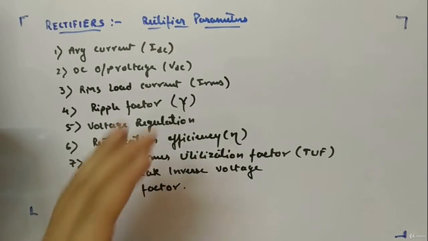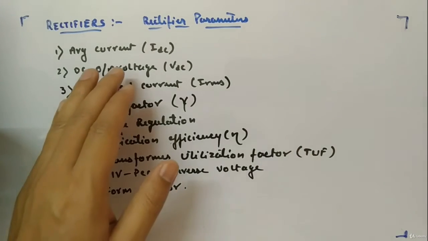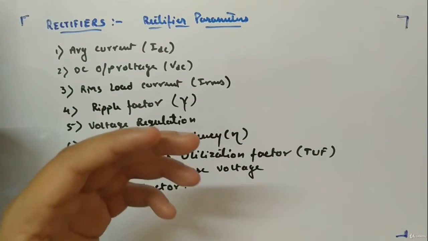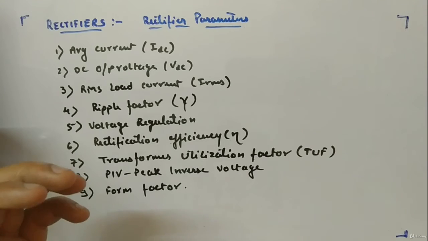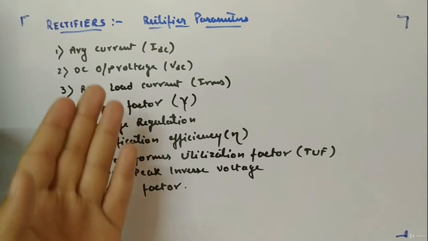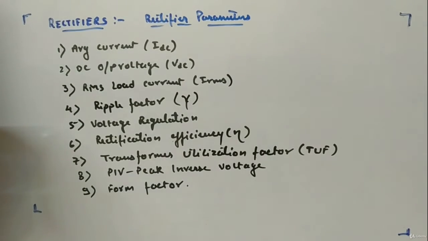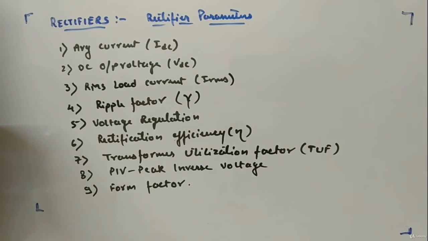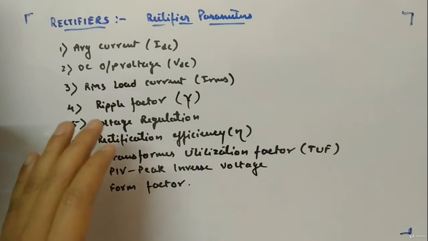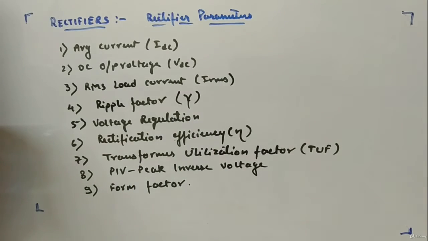Okay, these are the set of parameters, rectifier parameters, that we will look at in a rectifier circuit. Okay, first is average current, that is DC average current. Since the input will be AC, if you want to see the DC current, then it will be the average current, so that is what we will see. Then DC output voltage, just like average current. Then RMS load current, the RMS value of the load current. Okay, then there is a quantity called ripple factor, which is represented by gamma.